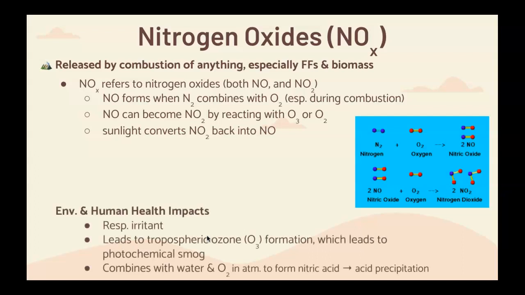So, human health impacts of nitrogen oxides. It's a respiratory irritant. Honestly, if you don't know the answer of what the problem is with an air pollutant, you can pretty much count on that it's going to be a respiratory irritant. But it also leads to tropospheric ozone formation, which is a precursor, or an ingredient, to photochemical smog. In addition, just like sulfur dioxide, nitrogen oxides are going to combine with water and oxygen in the atmosphere, and they're going to form nitric acid, which leads to acid precipitation.